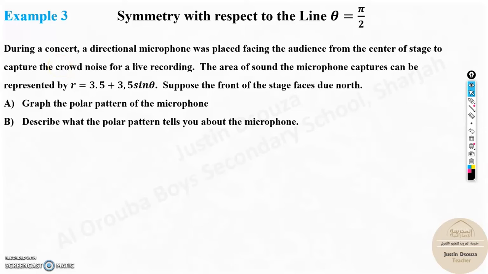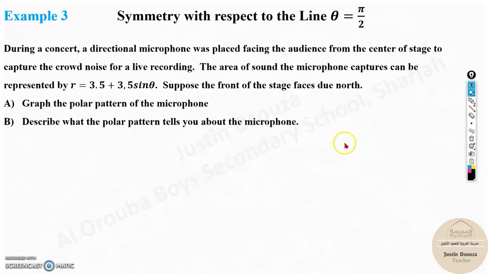Which says, during a concert, a directional microphone was placed facing the audience from the center of stage to capture the crowd noise for a live recording. The area of the sound the microphone captures can be represented by r equals 3.5 plus 3.5 sine theta. Suppose the front of the stage faces due north. Graph the polar pattern of the microphone and describe what the polar pattern tells you about the microphone.